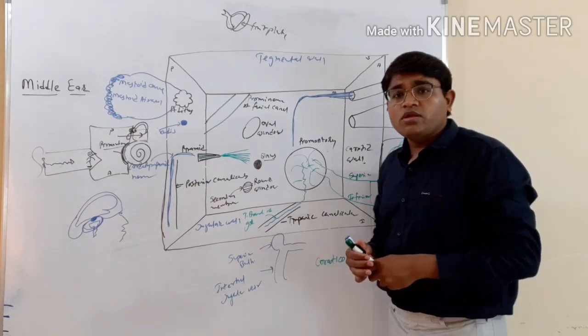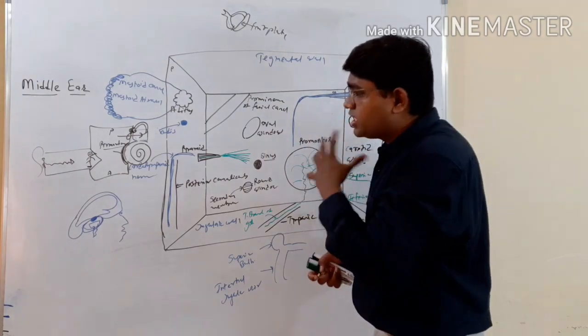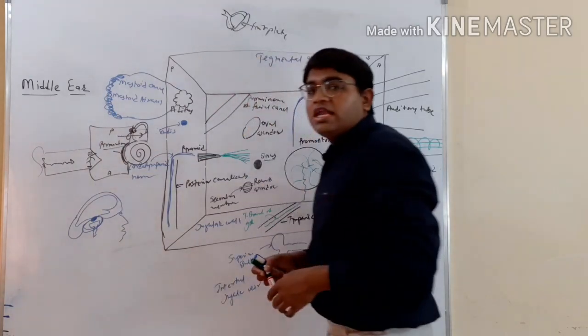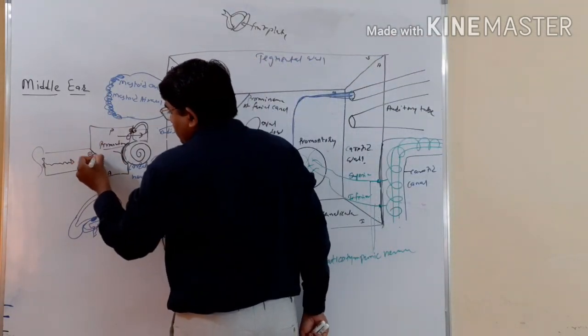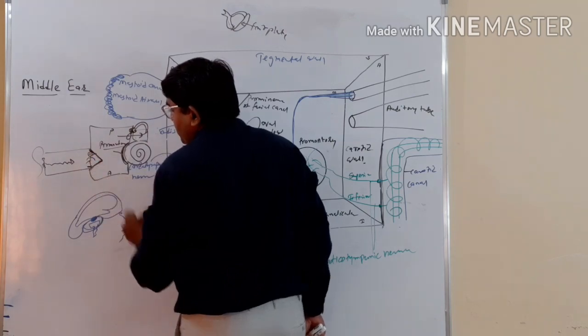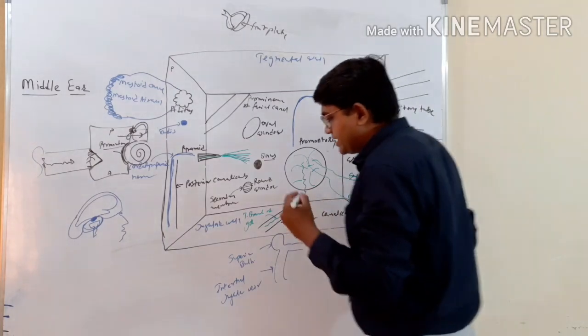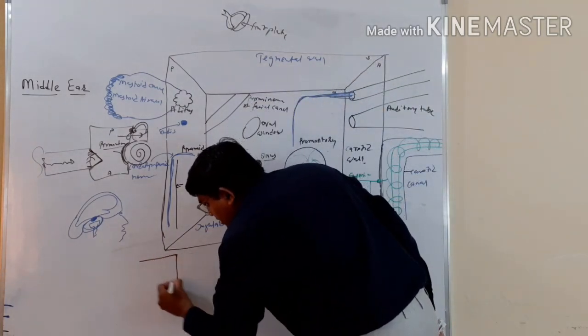Okay, then the lateral wall. Here we cannot see the lateral wall on this view, because we are actually standing on the lateral wall. In this diagram you can see that the lateral wall is formed by the tympanic membrane. So if we draw the lateral wall, it is like that.